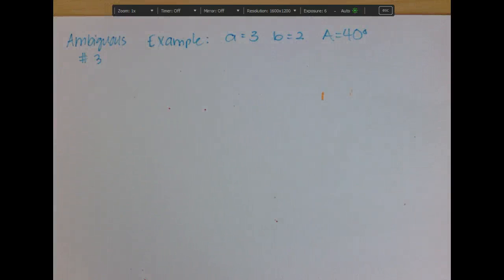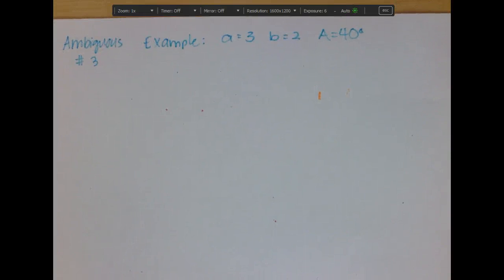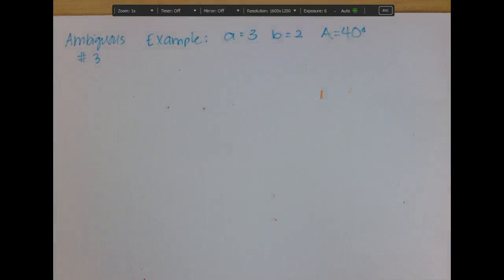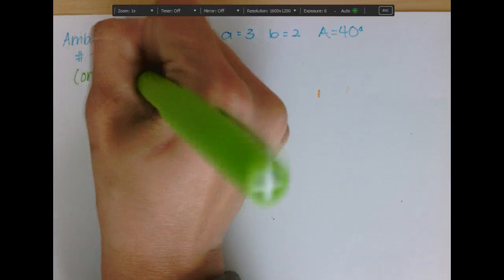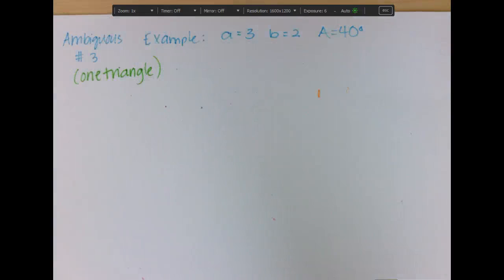Here we'll look at a final example of the ambiguous case in using the law of sines. So remember, there were three possible ambiguous scenarios where you could get no triangles at all, you could get two triangles, or you could get one triangle. And so here we have the case where only one triangle will exist.